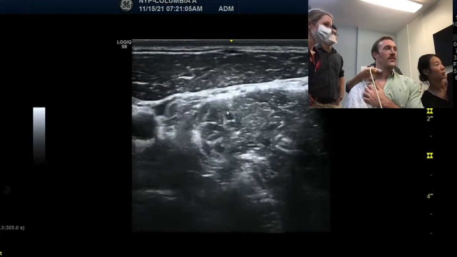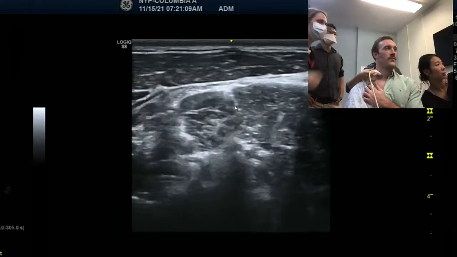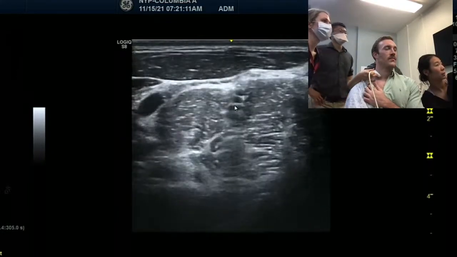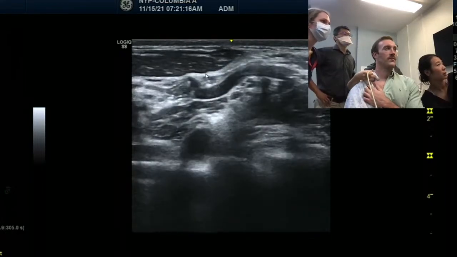Can we see the phrenic nerve? Yeah, the phrenic nerve helps, anterior. The phrenic nerve is in between the anterior scalene and the SCM. And if it's more posterior, then what we're seeing is at C4. Vessel, right? That's the vessel.